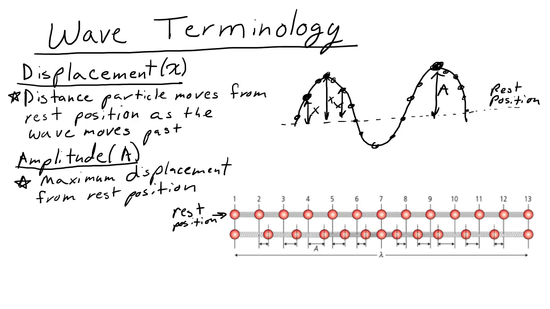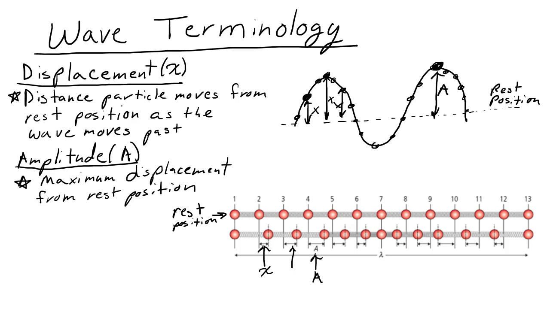As the wave travels through my ping pong balls, I displaced ping pong ball number 2 from the rest position forward, so it has a positive displacement forward. Ping pong ball number 3 has a little greater displacement than number 2, and ping pong ball number 4 has the maximum displacement from the rest position, and so that's the amplitude of my longitudinal wave.